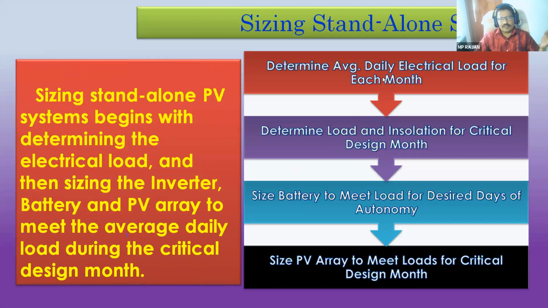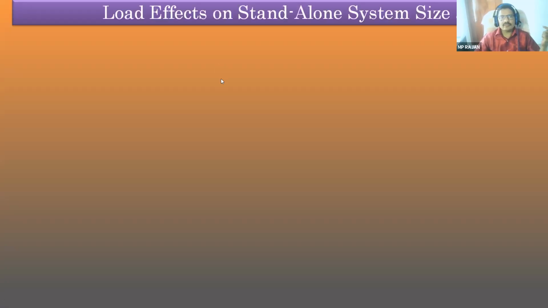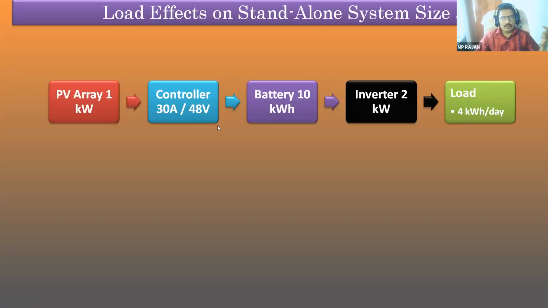So this is the sequence: daily electrical load, installation. We have to determine the critical design month. Then we have to go for the inverter, then battery, then solar panel, then the battery charge control. So calculation of load is very important. Okay, how accurately you are calculating the load, that much you can save money in the designing part.